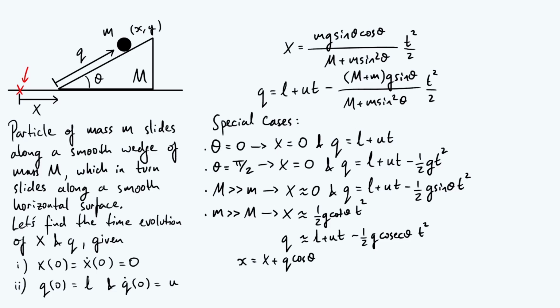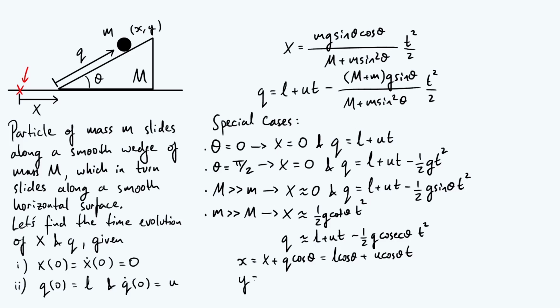Let's deal with the q cos theta term first, because you get some easy terms from this L plus ut bit, right? So that is going to be, you get L cos theta, and you get plus u cos theta times t. Then with this last term, the cosec term, when you multiply that by cos, you've got cos theta cosec theta, which is the same as cos theta over sine theta, which is the same as cot theta, right? So you've got minus a half g cot theta t squared plus a half g cot theta t squared when you add your capital X, and those will cancel perfectly, and you've just got this simple linear function of time.